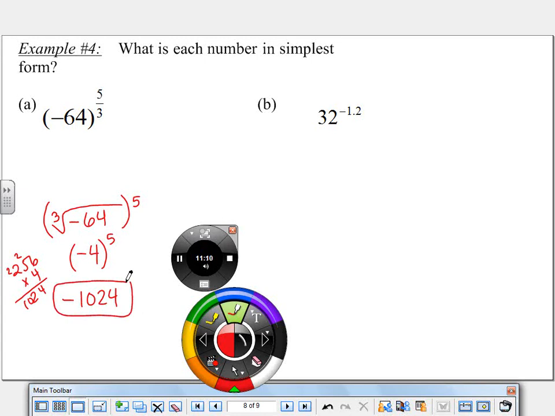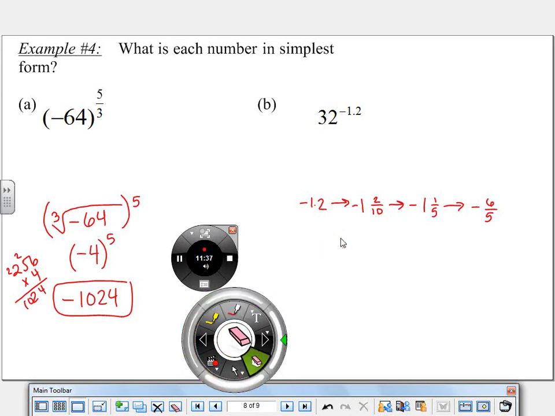Right, and then I have 32 to the negative 1.2 power, and I'm actually going to think of negative 1.2 as a fraction since I'm well equipped now to deal with fraction exponents. So this is 1 and 2/10, or 1 and 1/5, which is negative 6/5. So I'm going to think of this as 32 to the negative 6/5 power.